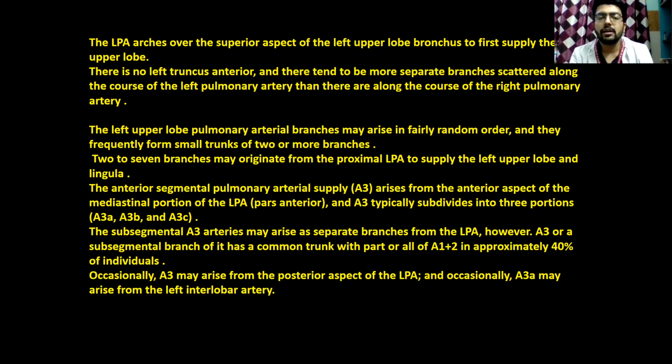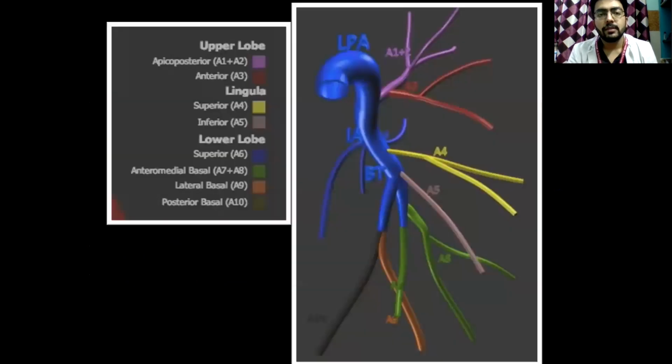The subsegmental A3 arteries may arise as separate branches from the LPA. However, A3 or a subsegmental branch of it has a common trunk with part or all of A1 plus 2 in approximately 40% of individuals. This is the upper left pulmonary artery: A1, A2, A3, A4, A5, A6, and A7, A8.